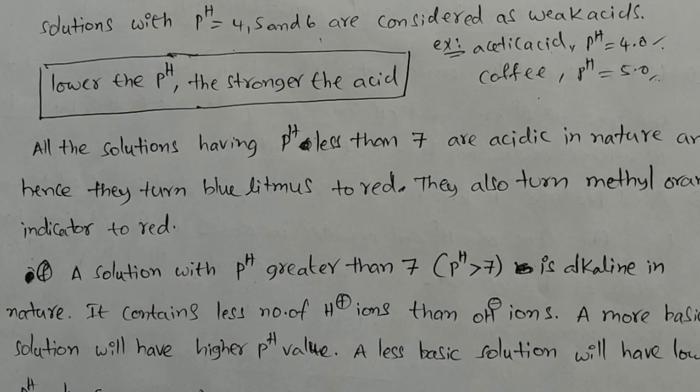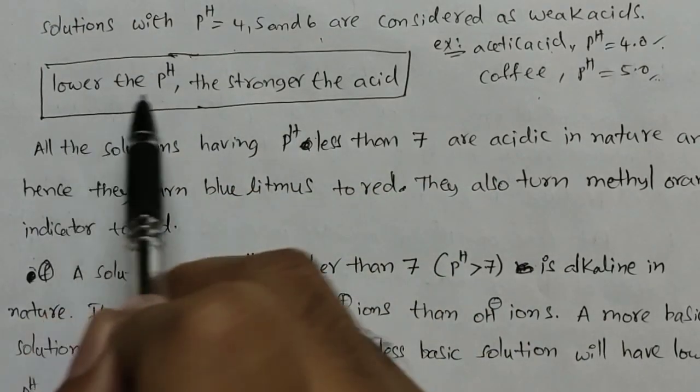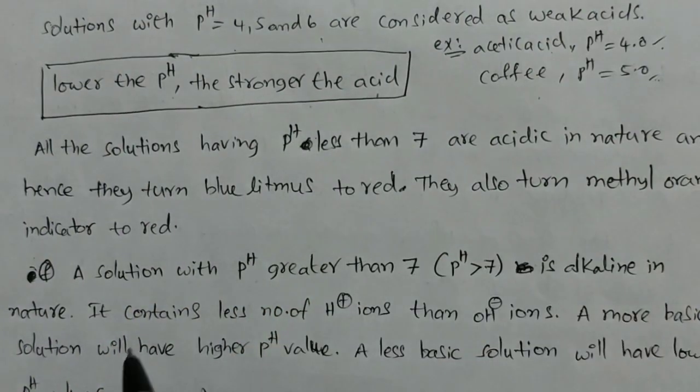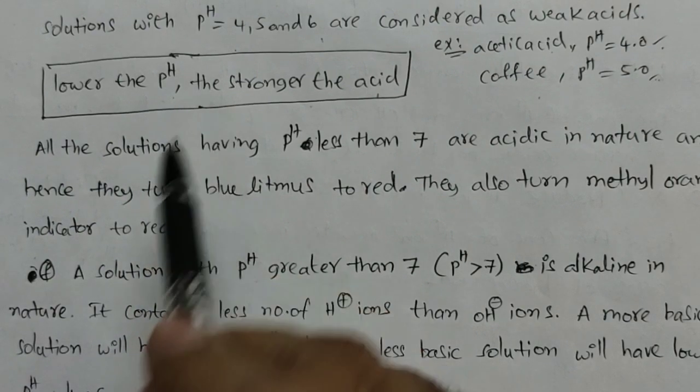Similarly, there are some other weak acids. For example, tomato juice is also a weak acid, right? Soft drinks that we drink are also weak acids. So what is the important point here? Lower the pH, stronger the acid. Why? That is due to the relationship pH equals minus logarithm of H plus.